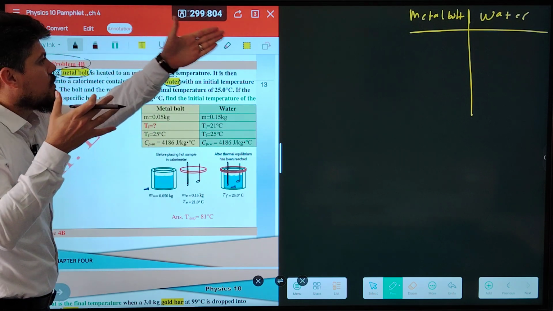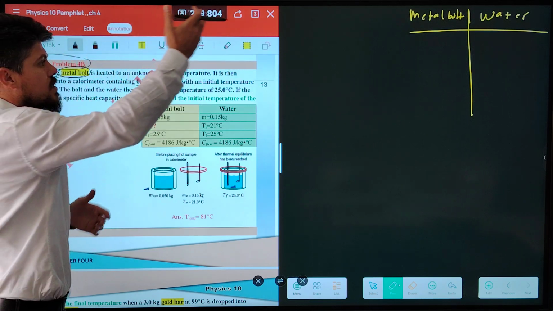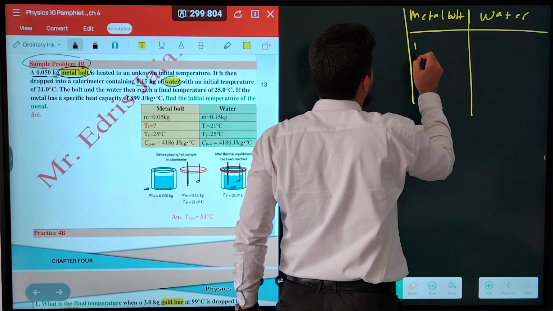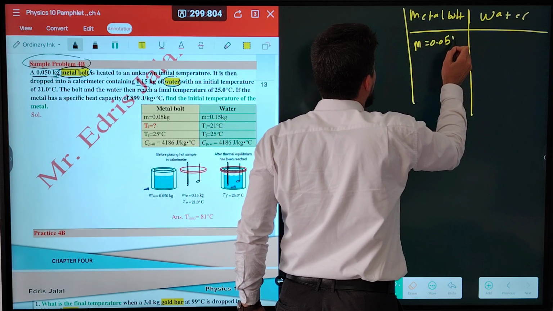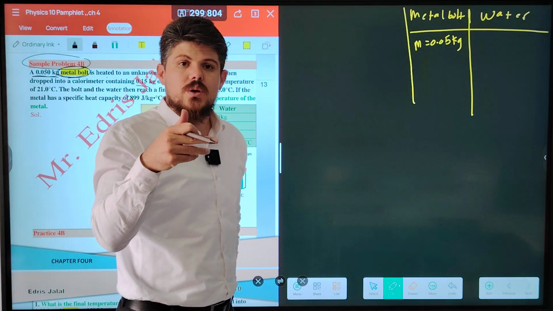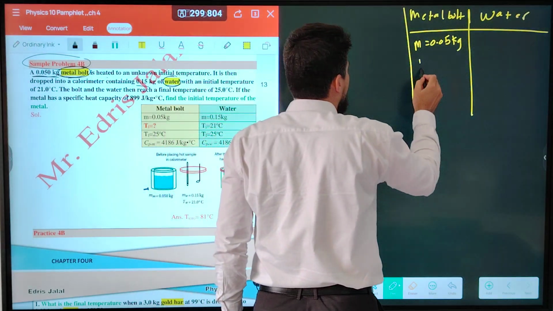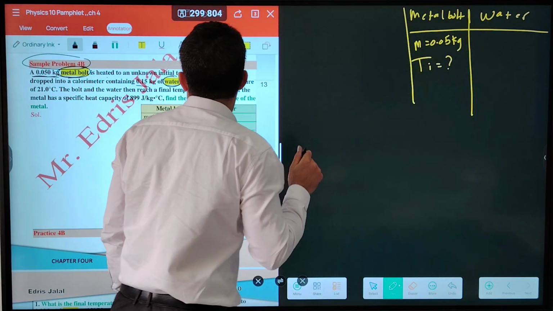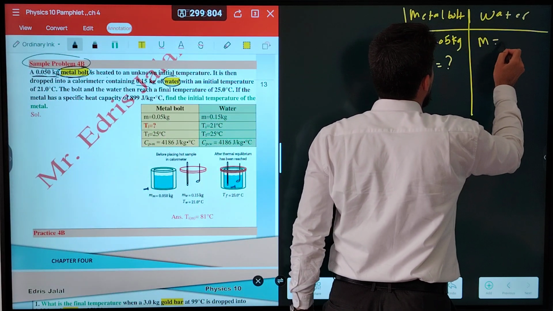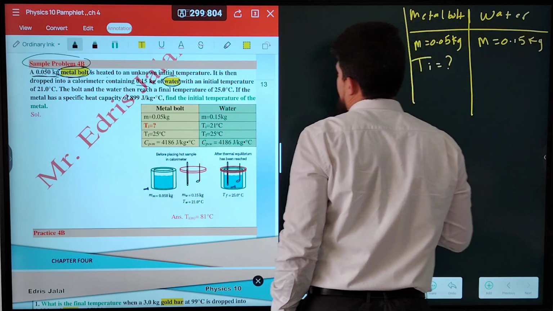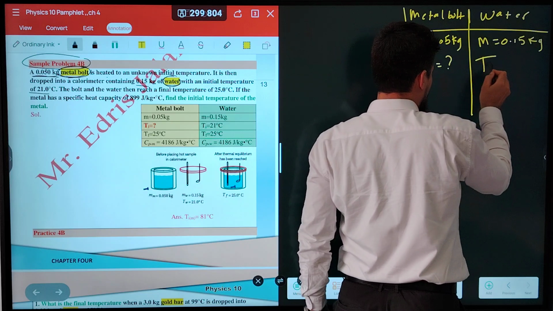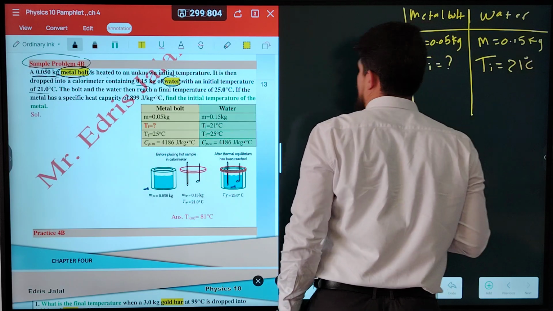You have to write down all the information about the metal bolt in this column and the other column for the water. 0.05 kilogram of metal bolt, so m is equal to 0.05 kilogram, heated to unknown initial temperature. What do you mean by unknown initial? We don't know; it means it is not given. T initial is unknown. Then it is dropped into a calorimeter containing 0.15 kilogram of water. Mass of water, 0.15 kilogram, with an initial temperature of water, 21 Celsius. T initial of water is known, 21 Celsius.